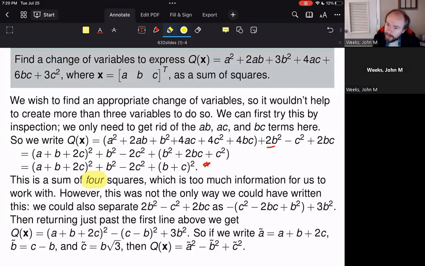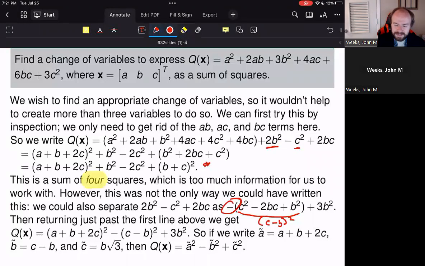But this is not the only way we could have separated this. We could have taken these last 3 terms, and instead of doing the thing of trying to complete the square with this 2bc to get rid of it, we could have instead written this like this. We could have written this as c squared, this c squared, minus 2bc plus b squared, and then just put a minus in front of it. That would have gotten rid of these 2 terms, and written this as what? Something like c minus b quantity squared.